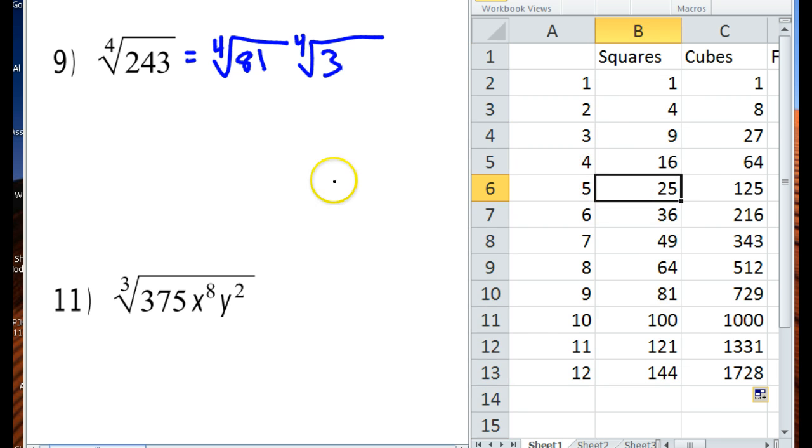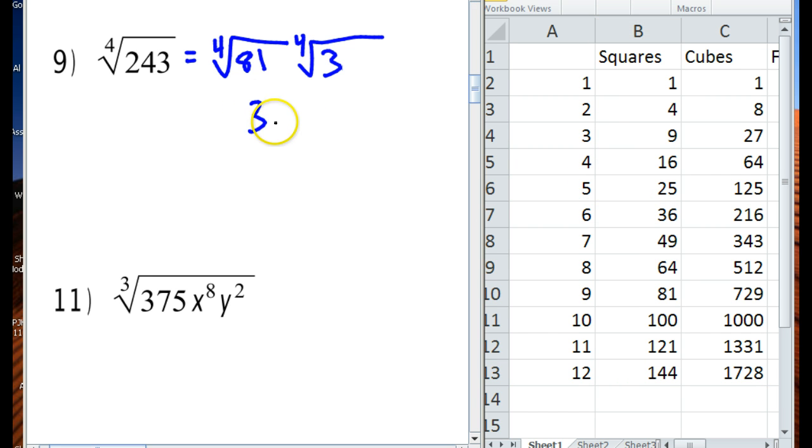Yeah, so we have the fourth root of 81 is 3 times the fourth root of 3. Again, you can check this. You can put in your calculator just the fourth root of 243, get a decimal, and then find the fourth root of 3 and multiply it by 3. It should be the same decimal. You can check that out.